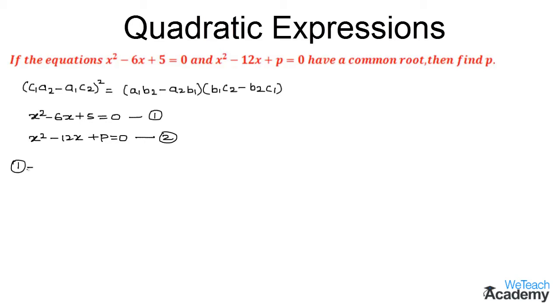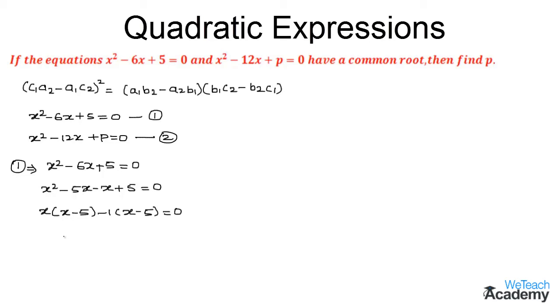First let us find the roots of equation 1, x square minus 6x plus 5 is equal to 0. We can find the roots by the factorization method. On factorizing, we get x square minus 5x minus x plus 5 is equal to 0. Taking x as a common factor, we get x into x minus 5, and taking minus 1 as a common factor, we get minus 1 into x minus 5 is equal to 0. So we can write this as x minus 5 into x minus 1 is equal to 0.